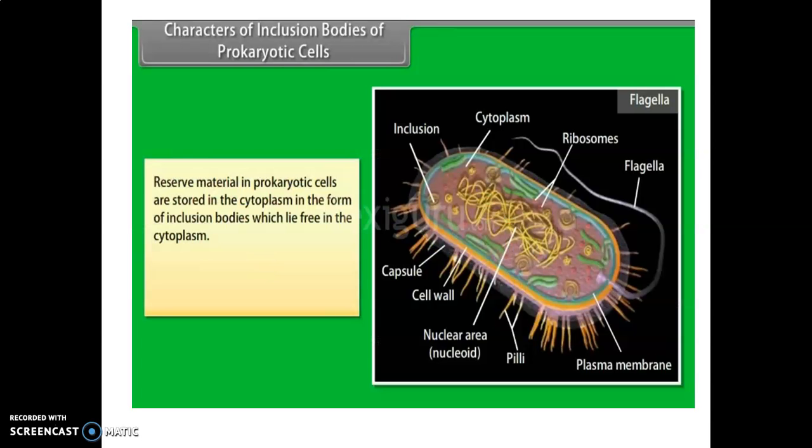Okay? Then about inclusion bodies. See, these are inclusion bodies. Reserve material in prokaryotic cells is stored in the cytoplasm in the form of inclusion bodies. These are not bound by any membrane system and lie free in the cytoplasm. Examples are phosphate granules, cyanophycean granules, and glycogen granules. Gas vacuoles are found in blue-green and purple and green photosynthetic bacteria. See, these are inclusion bodies.